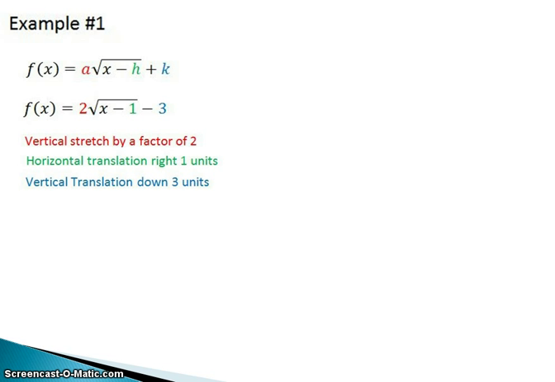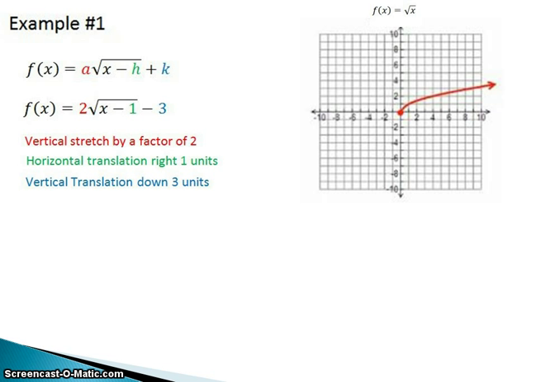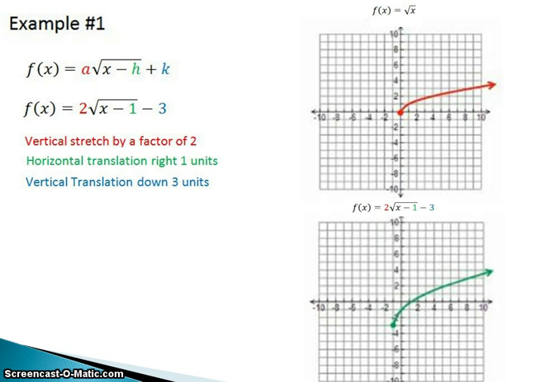Now let's take a look at the effect on the graph of the parent function of these transformations. Now this is a graph of the parent function f of x is equal to the square root of x. This is a graph showing the effect of the transformations. You can see that the curve is steeper because we had a vertical stretch by a factor of 2. It's arcing up at a steeper angle. You can also see that it's been horizontally translated.